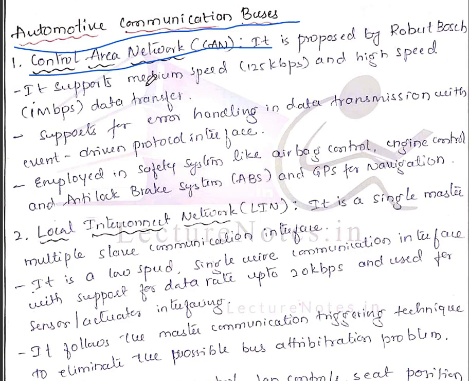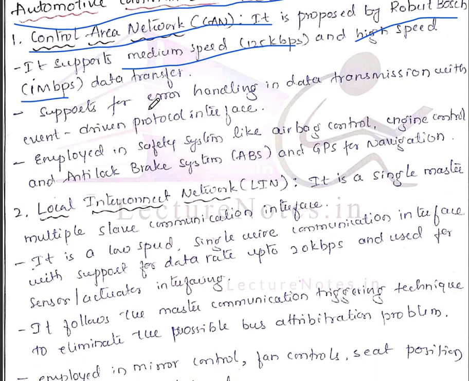It supports medium speed of 125 kilobits per second and high speed of 1 Mbps, or megabits per second, and it also supports error handling in the data transmission. It is mainly employed in safety systems like airbag control, engine control, and anti-lock brake system.